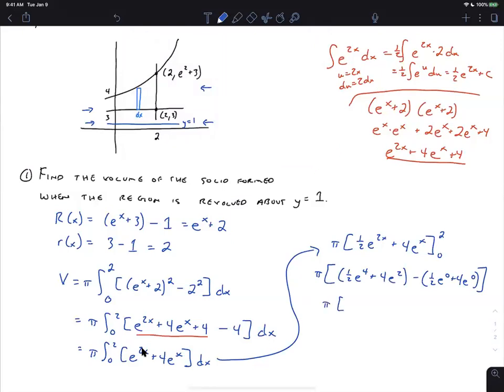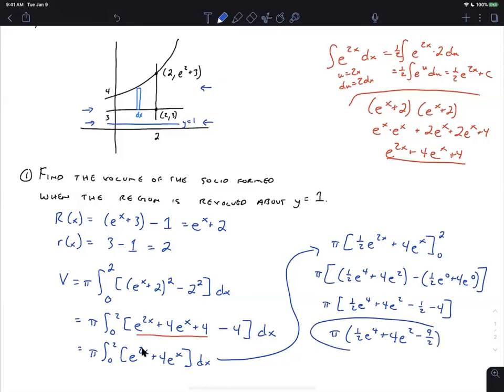And then that's 1/2 e to the 4th plus 4e squared. Without a calculator, we can't really simplify that. And then minus 1/2 minus 4, because e to the 0 is 1. And now I would leave the pi out probably and just make it 1/2 e to the 4th plus 4e squared minus 9/2.